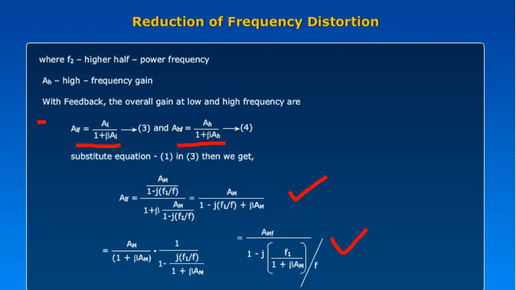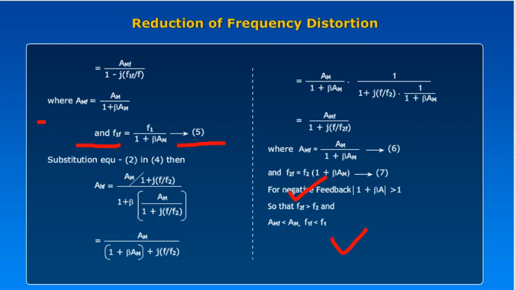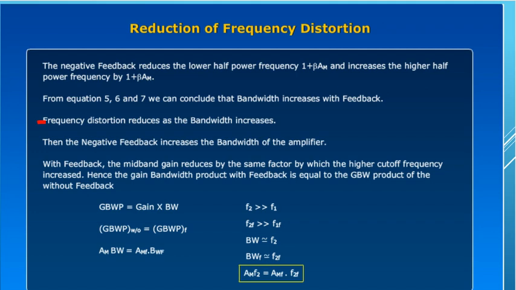Similarly, by solving equation 2 and equation 4, we get the mid frequency gain with respect to the high frequency value AHF. The negative feedback reduces the lower cutoff frequency by a factor of 1 + beta AM and increases the higher cutoff frequency by 1 + beta AM.